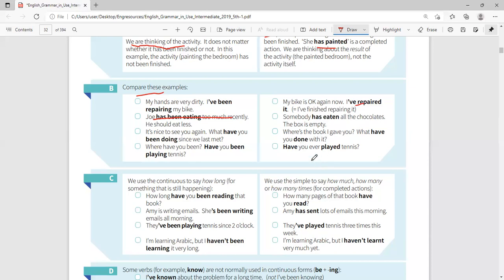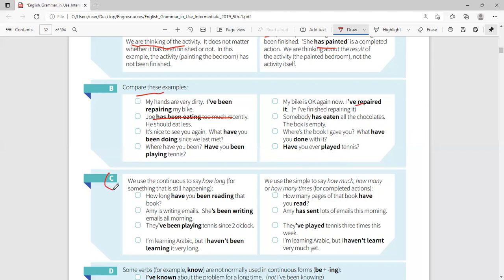What have you done with it? Only now. Where have you been? Have you been playing tennis? Have you ever played? So you see that the difference is small. This one looks at the activity. When you say "have you been playing", it's the activity. Here, "have you ever played" is completed. Played is finished. So remember to note those differences.